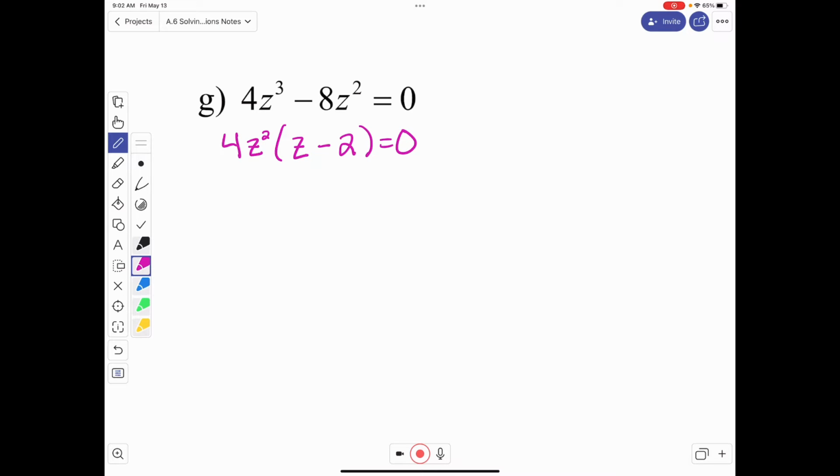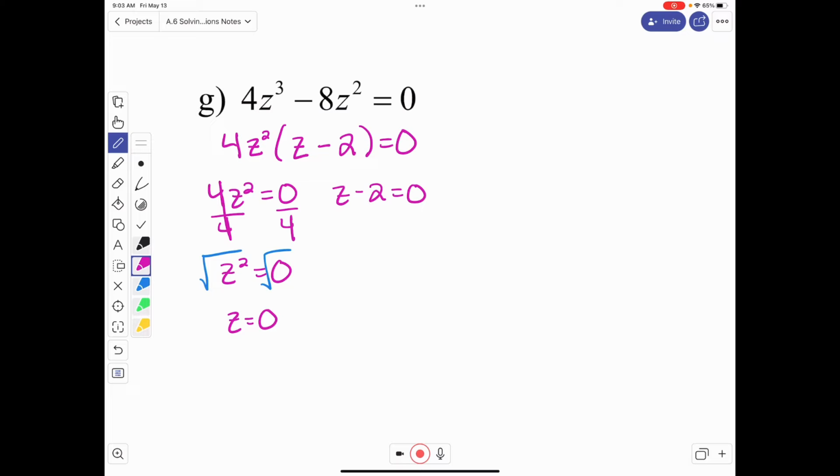Okay? Now, set each factored part equal to 0. So now when we solve for this, divide by 4. So z squared equals 0. And then take the square root. Typically, when you take the square root, you have a plus or minus, but 0 can't be plus or minus, so z is just going to be 0. Here we add the 2, so z equals positive 2. And on this one, we have 2 answers.